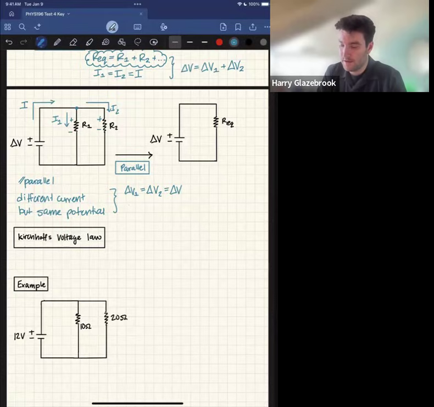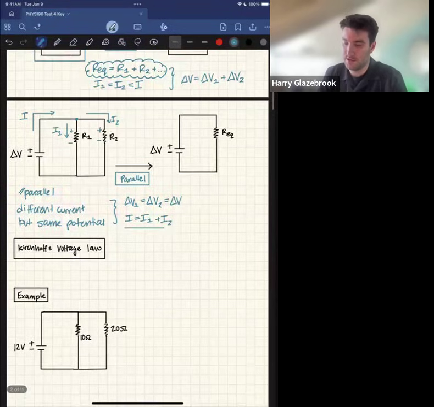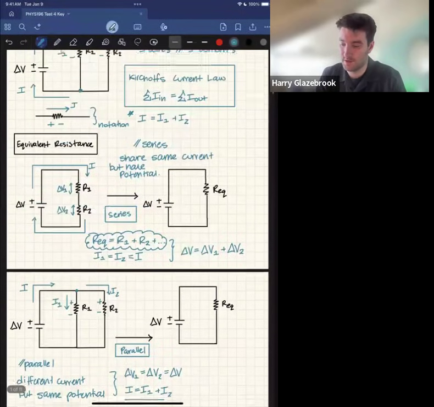Similarly, the currents aren't equal, but they do add up. So the current of the circuit, I, is equal to I1 plus I2. Notice that this here is just Kirchhoff's current law. So that's how we ended up getting that. You can see it right up there.